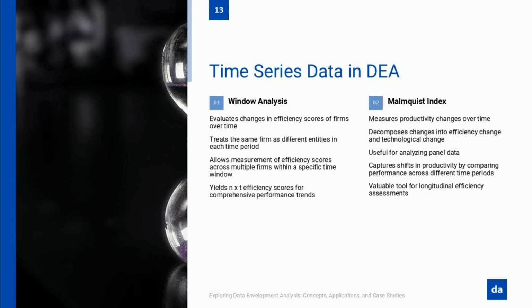Manufacturing companies use it to track if their production processes are improving over time or if they're getting sloppy. Banks use it to compare the efficiency of branches over multiple years to see which ones are becoming stronger and which ones are in decline. Hospitals track patient care efficiency. Is a hospital treating more patients with the same resources, or is it getting bogged down? Governments use it to measure public service performance. Are public transportation systems running more efficiently over time, or is the system breaking down year by year?